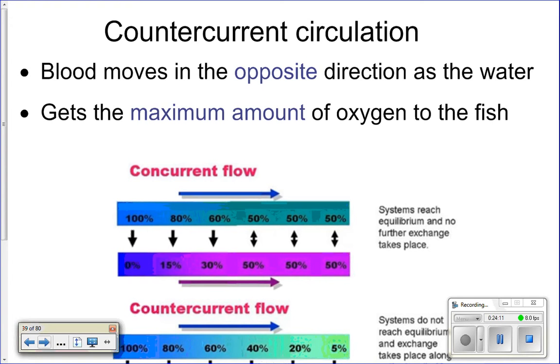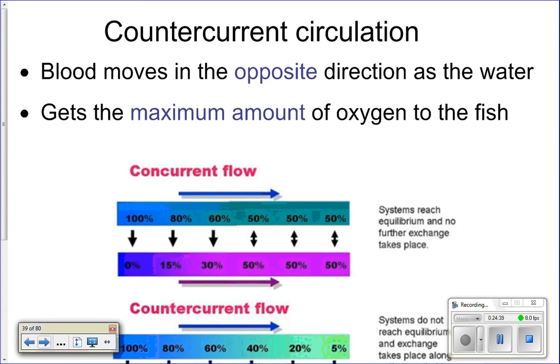Why? How? Why does that matter? Here's why. We're going to look at what happens when blood and water flow in the same direction and then compare that to when they move in opposite directions, and hopefully you'll see why that helps them. All right? Ready? Okay. So this top one, this top blue line will represent the water flow, and this bottom purple pink line will represent the blood flow.